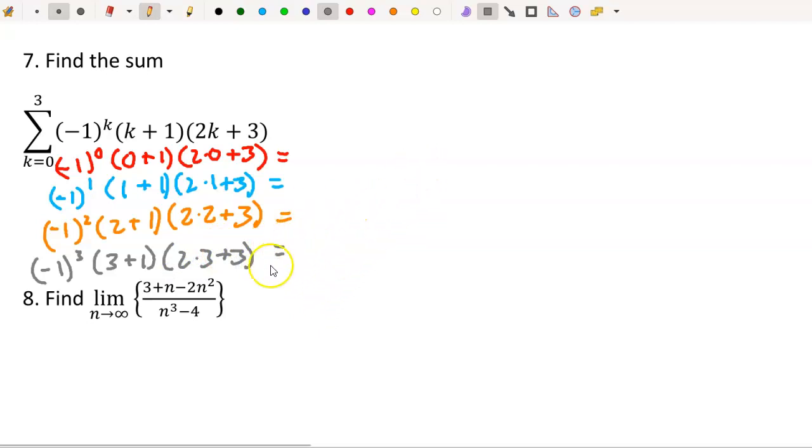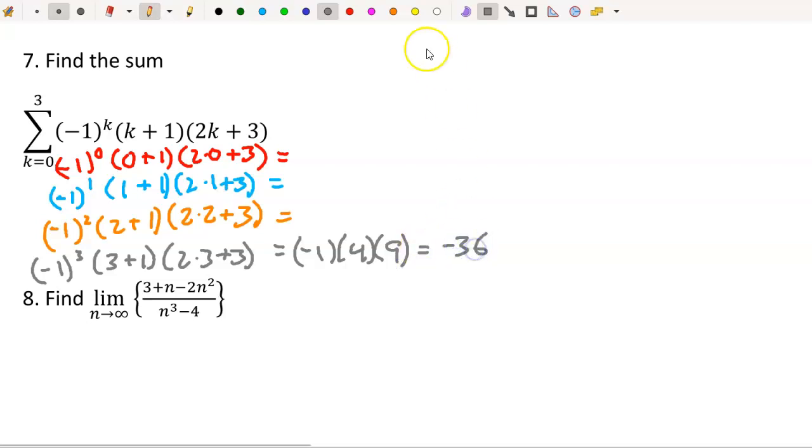All right. So let's just start here since we have that. -1 to the third power is -1. And then times 4. And then 2 times 3 is 6, plus 3 is 9.